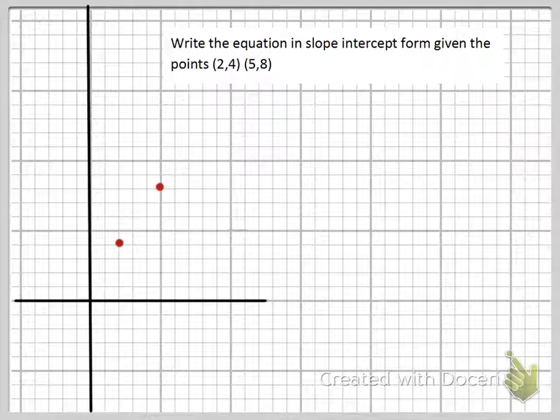Our task is to write the equation in slope-intercept form of the line that's given through the points (2, 4) and (5, 8). I have graphed these points on this coordinate plane. Okay, let's look at the line that extends through those points.